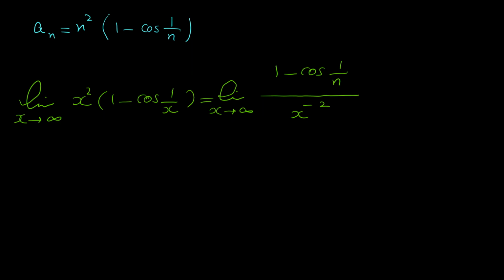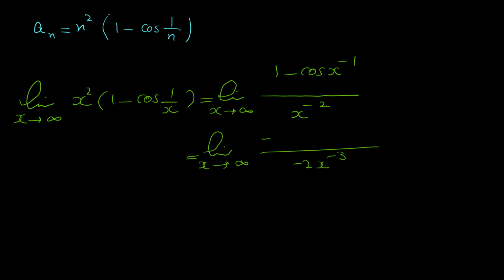Because I want to take the derivative, I made a mistake here. This should be x. I prefer to write this instead of 1 over x as x to the negative 1. Now we apply L'Hopital's rule. We take the derivative of the top and the derivative of the bottom. Let's take the derivative of the bottom first. The derivative of the bottom is negative 2x to the negative 3. The derivative of the 1 is 0. So in the numerator we have negative.